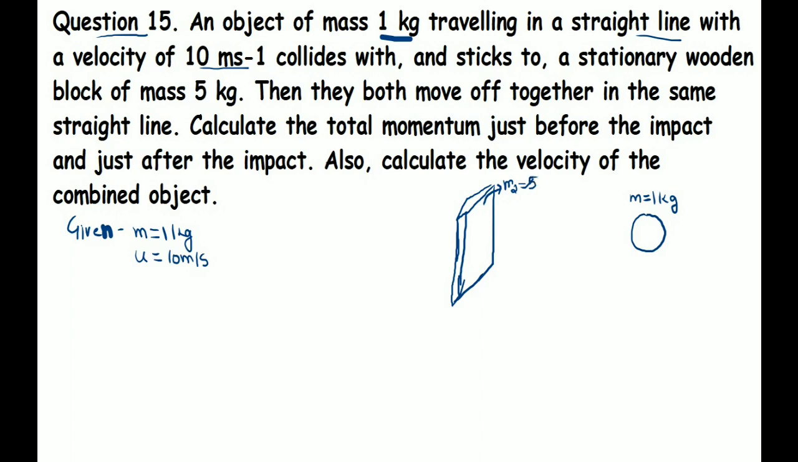That means, what is the mass of this block that is given? Wooden block mass is given 5 kg. Okay, so we have been given two masses, one of the object of 1 kg and another, the wooden block, of 5 kg, and this block was stationary. So obviously the initial velocity, that is u1, is given 10 meter per second, and that block's velocity, considered as u2, is equal to 0.